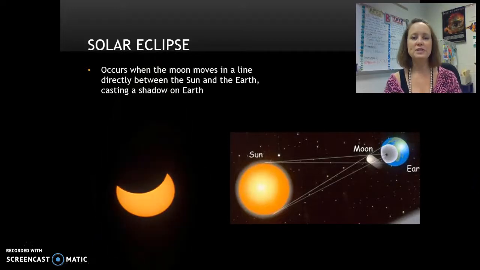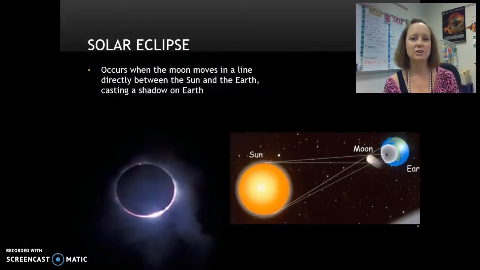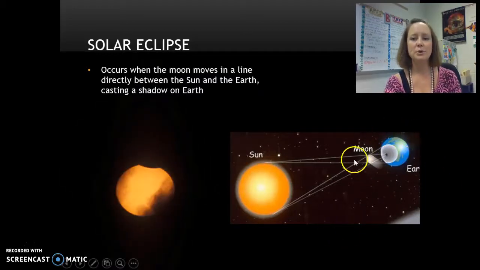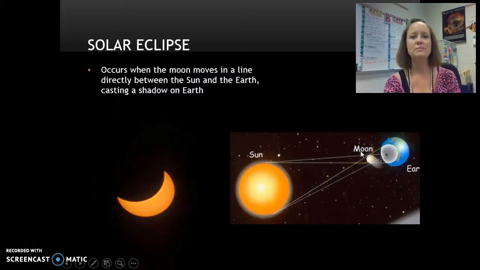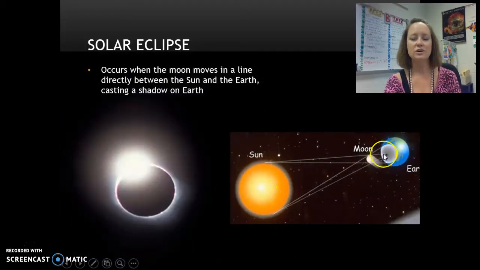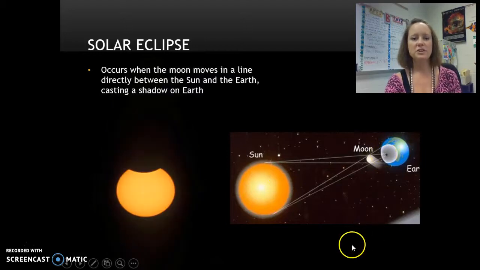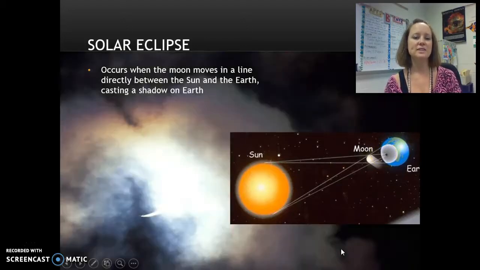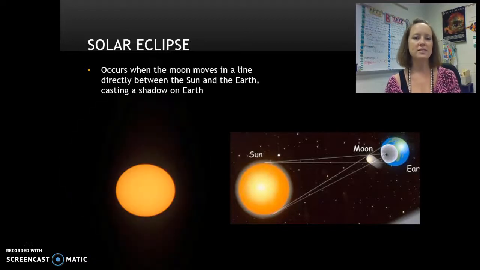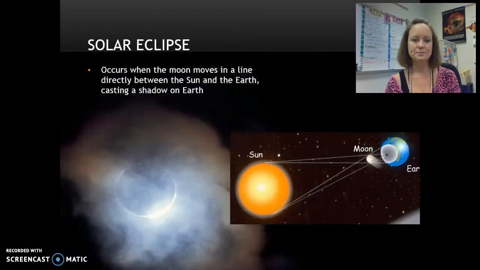All right, so there are two types of eclipse that we modeled in class. The first is a solar eclipse, and that is when the moon is positioned directly between the sun and the Earth. So it actually creates a shadow on the Earth right around the equator. If you look at the animation on the left, you can see the shadow of the moon moving across the sun. When it's directly in front of the sun, we can actually see the sun's atmosphere.